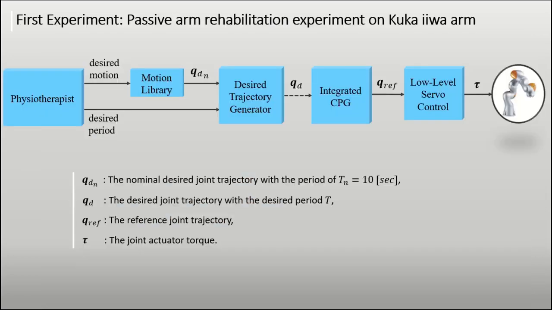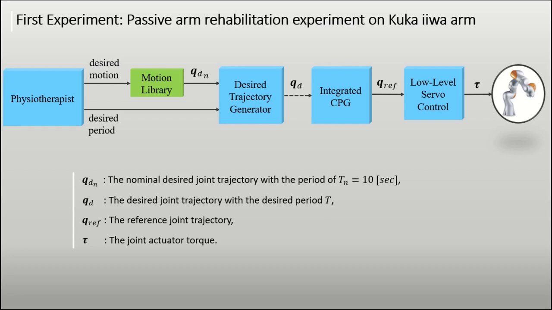First experiment, passive arm rehabilitation with the KUKA iiwa arm robot. In this experiment, we first generate offline a motion library for the desired nominal cyclic motions. The desired nominal motions have a time period of 10 seconds. For each motion, the corresponding desired periodic joint trajectory is generated by using a parameter optimization technique.